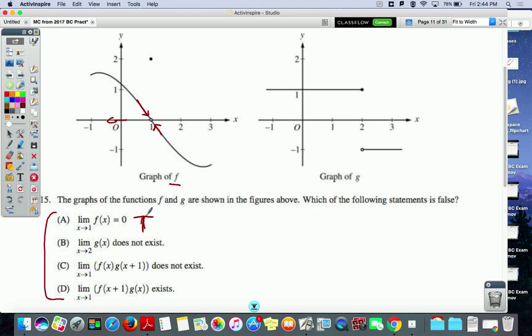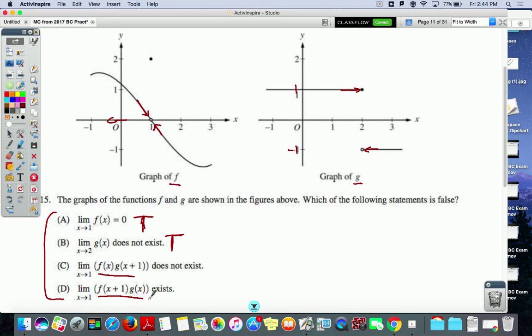Question B. Now we're looking at the graph of g. We're going to approach 2 from the left and the right. And what happens is that as we approach it from the left, we have a limit of 1. As we approach it from the right, we have a limit of -1. They don't meet up. So the limit does not exist. That's also true.